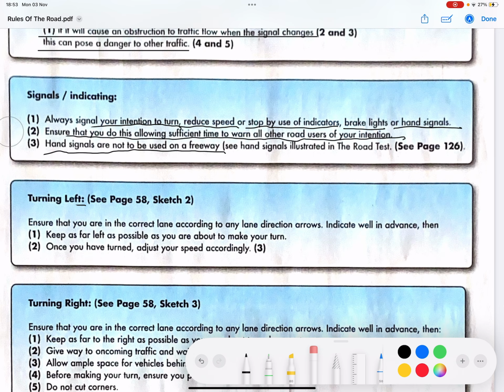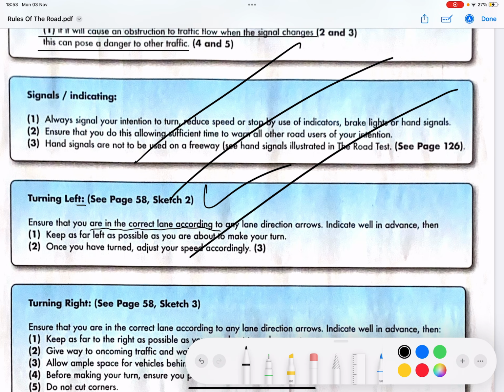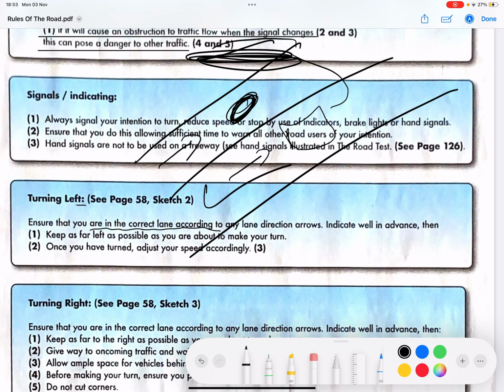Firstly, if you are turning left, guys, again, quick one. You want to turn left. The most important thing, you must ensure that you are in the correct lane. When we say correct lanes, you want to turn here. These are lanes going in the same direction. You can't be in this lane, but you want to turn there. Make sure that you are in the correct lane. You are here because you want to turn that way.